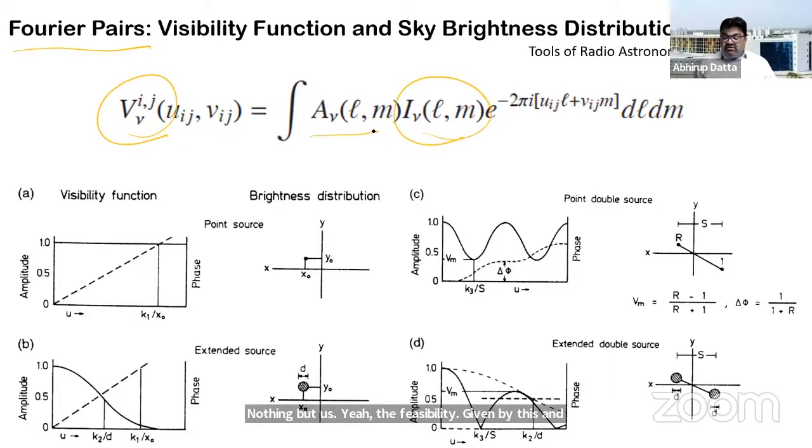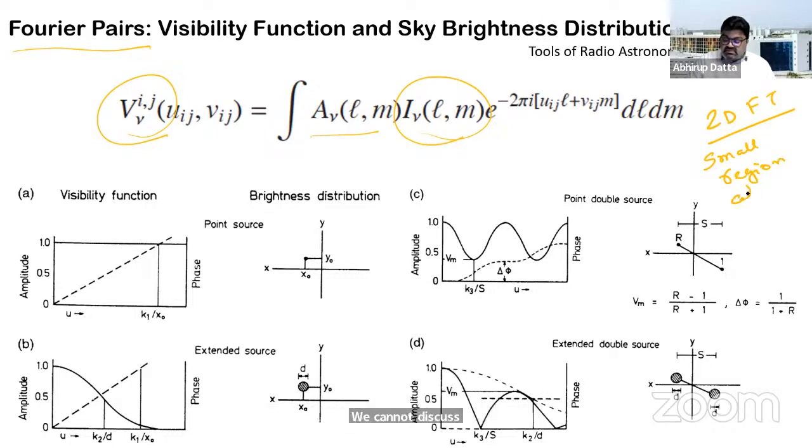Here we write it in full glory again. That would be a 2D Fourier transform, where the assumption is that the sky is coming from a very small region of the sky. Okay.